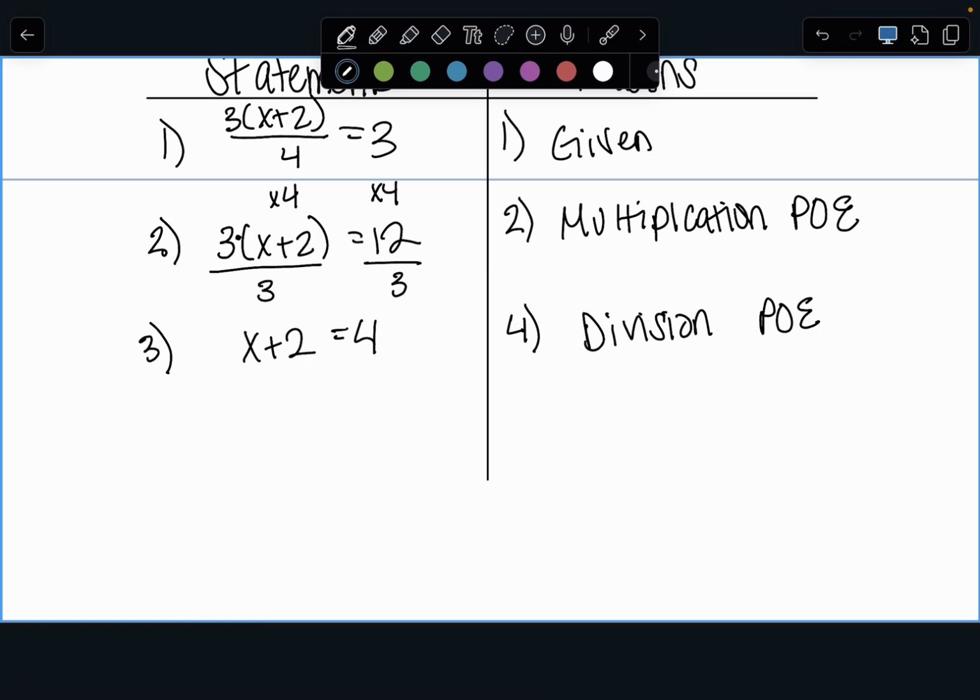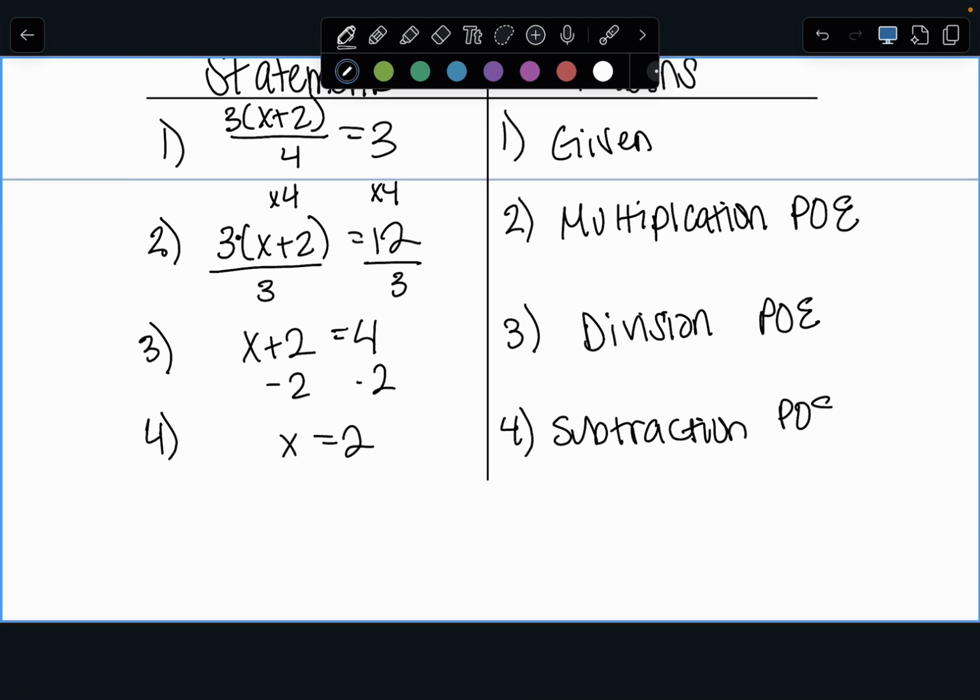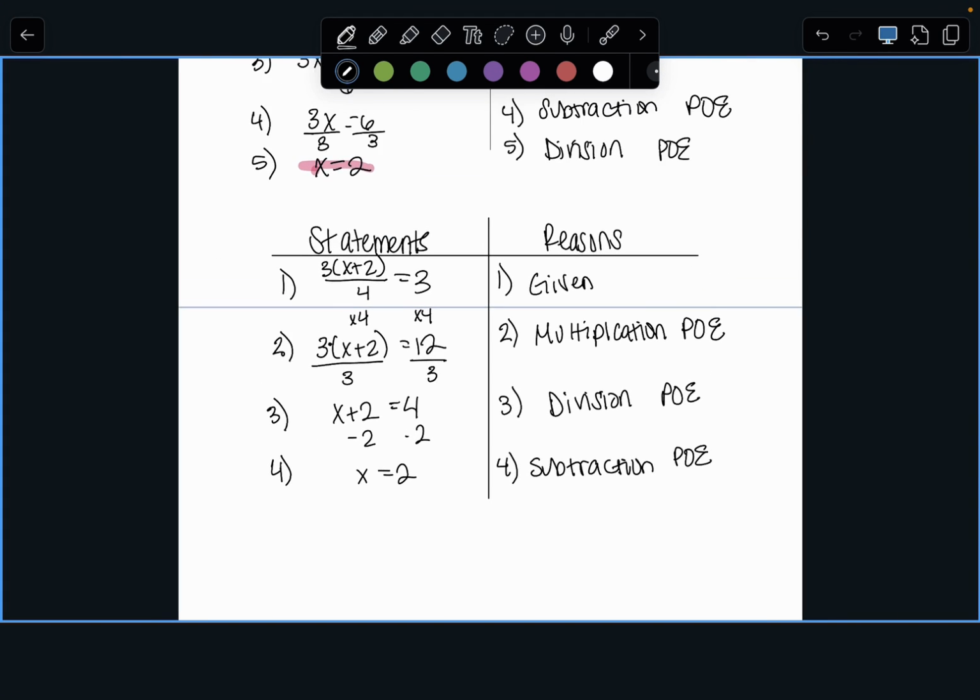Very last step, what should I do? Minus 2. Minus 2. Minus means I used what property? Subtraction POE, perfect. So, this way was faster.